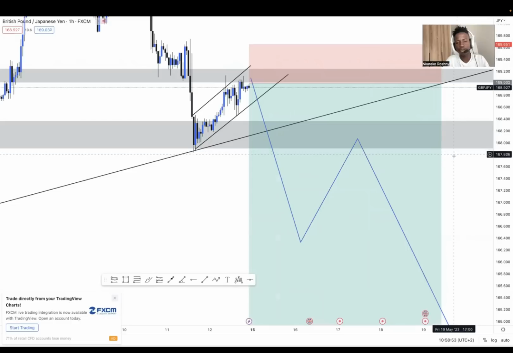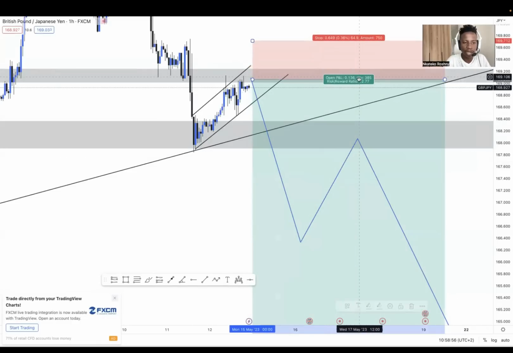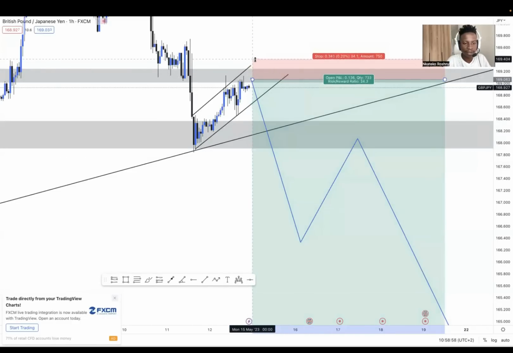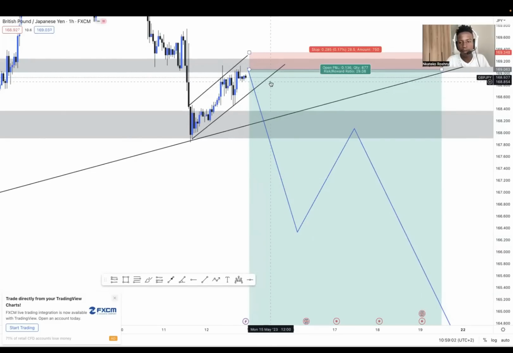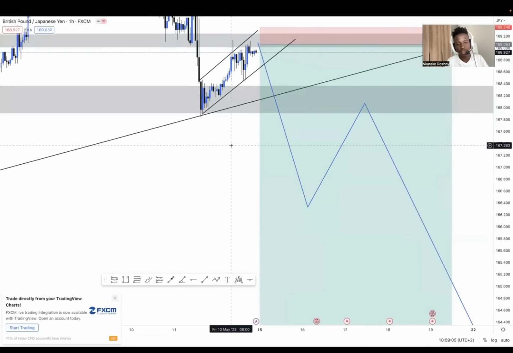But to be safe, you'll wait for it. I won't even wait. When the London session starts, I'm going to start entering my sells here if the market is still here. Or if it's anywhere here, I'll let it break this trend line. Once it breaks this trend line, I'm inside looking at the market.